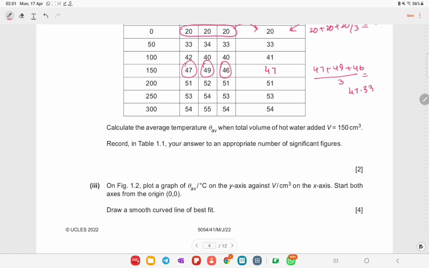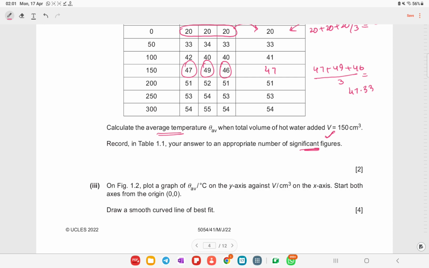Calculate the average. Okay, this is written over there as well. When the total volume of the hot water is added, record it in the table, and this is the required thing that you should be answering, basically you should be answering in significant figures.